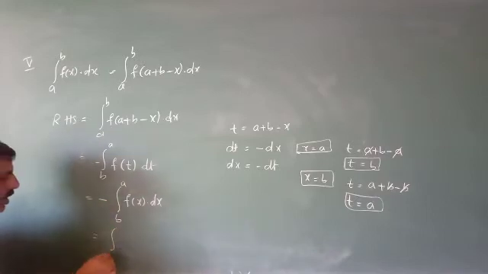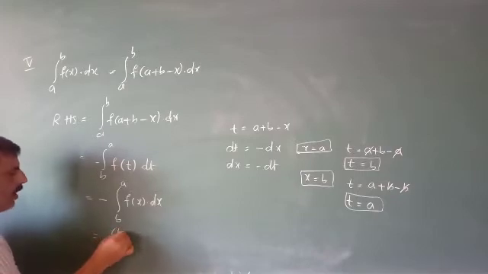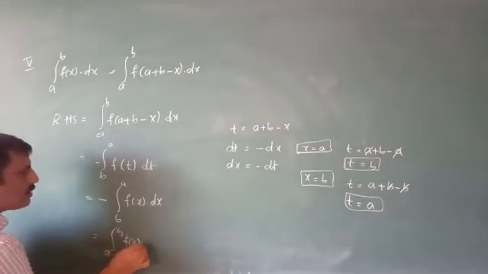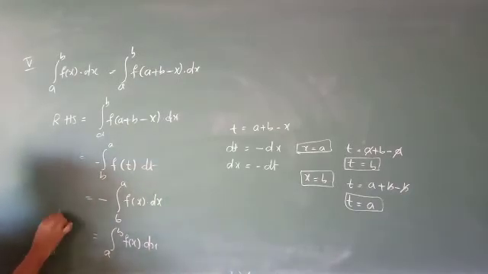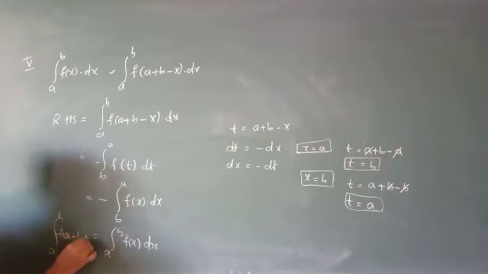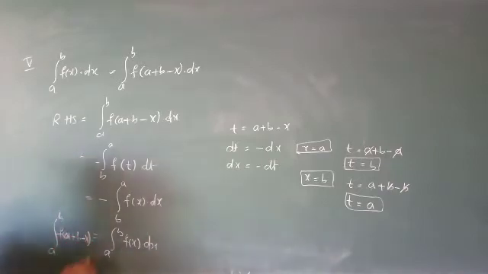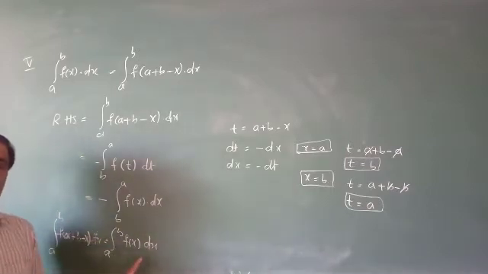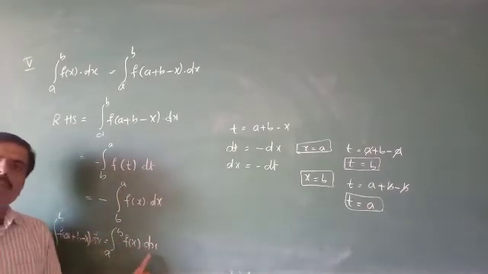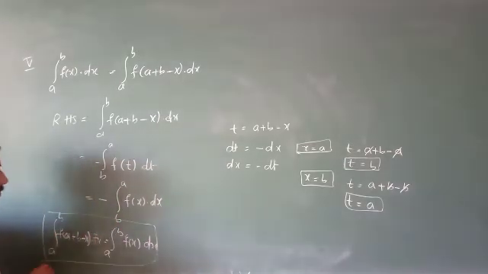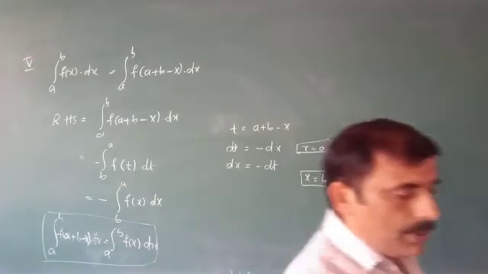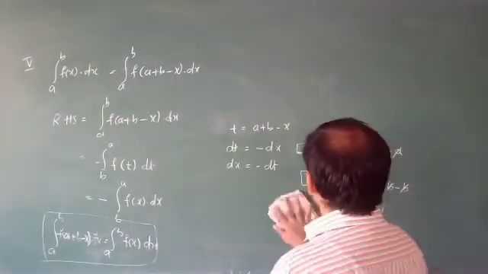So the integral of a to b of f of x with respect to x becomes the integral of a to b of f of a plus b minus x with respect to x. These are the properties of the limits of the integration.